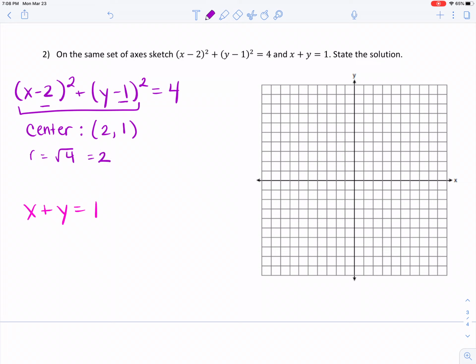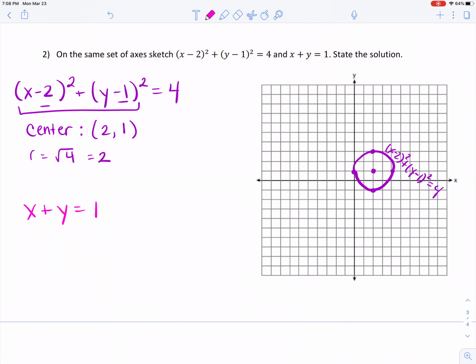So I could plot the center at 2, 1, and then plot 4 points that are 2 units away from the center. And again, not using a compass, so it's a sketch of the circle of x minus 2 squared, this is difficult, y minus 1 squared equals 4.